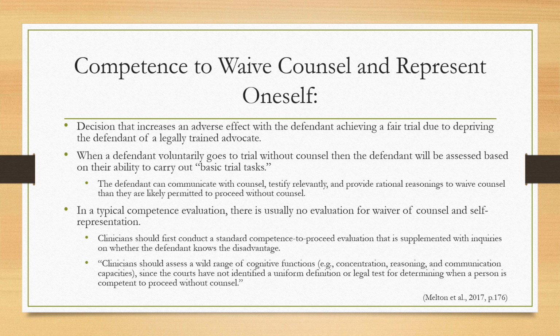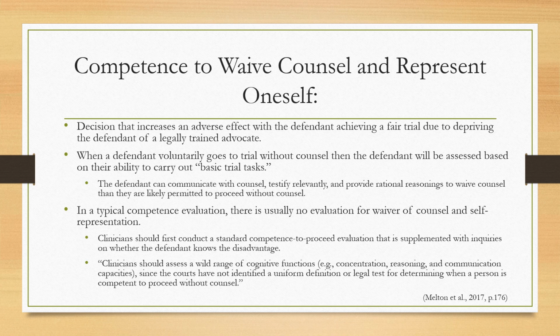According to the textbook, the following all play a role in whether an individual is competent to waive counsel and represent oneself. To start with, the decision increases an adverse effect on the defendant achieving a fair trial due to depriving the defendant of a legally trained advocate. When a defendant voluntarily goes to trial without counsel, the defendant will be assessed based on their ability to carry out basic trial tasks. These basic trial tasks can consist of the defendant being able to communicate with counsel, testify relevantly, and provide rational reasoning. To waive counsel, they are then likely permitted to proceed without counsel.